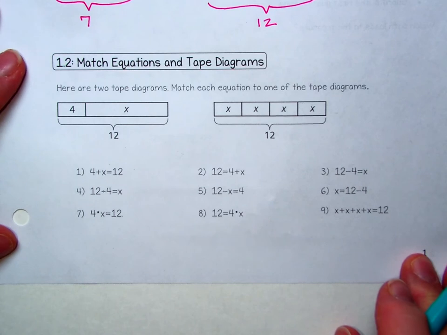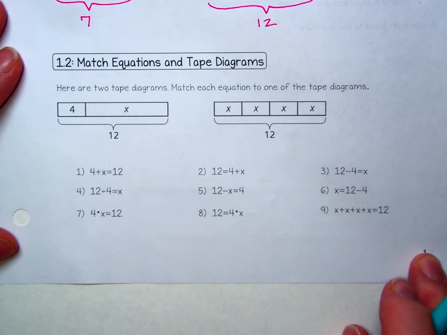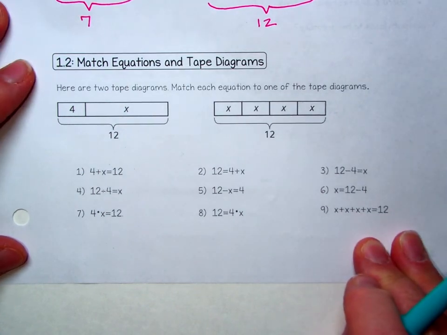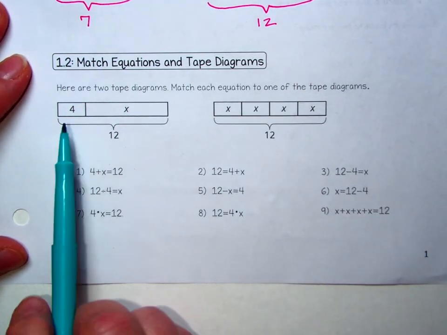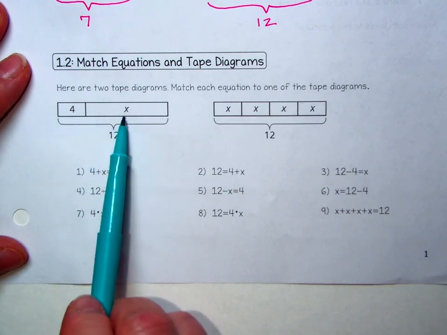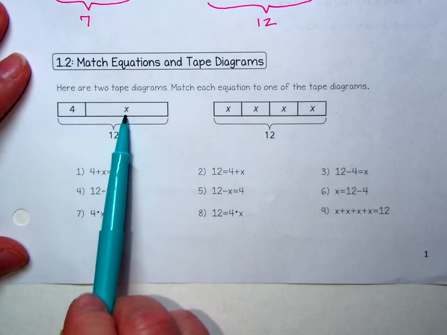Okay, now we're going to move on to the second activity, match equations and tape diagrams. The directions state, here are two tape diagrams, match each equation to one of the tape diagrams. So on the left, I have a tape diagram with two segments. One has a value of 4 and one has a value of x.